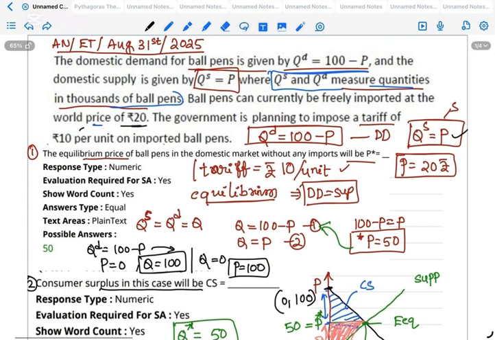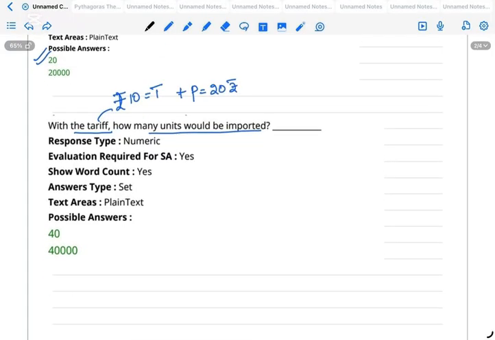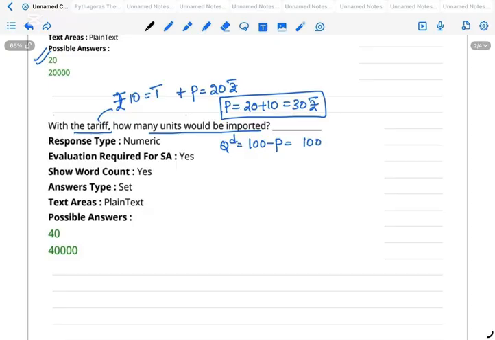The imported price is 20 rupees and the tariff is 10 rupees. You can add both prices, so the total price becomes 20 plus 10, that is 30 rupees. Quantity demanded equals 100 minus P, so 100 minus 30 equals 70.